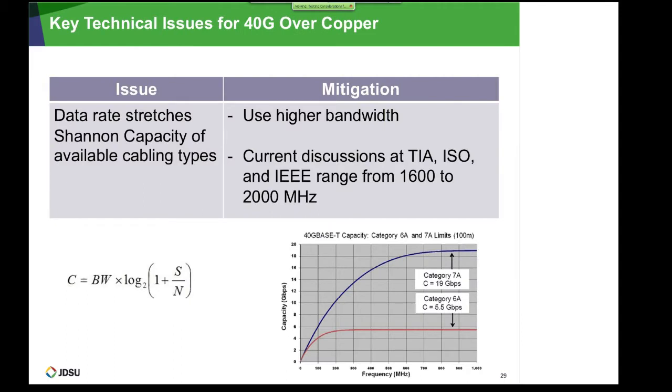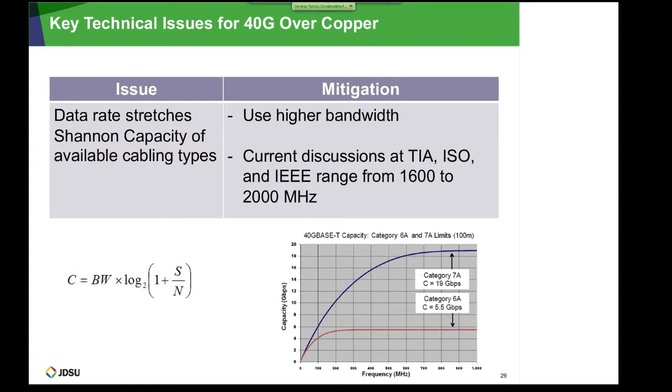Okay, what is behind that? The present capacity of the cables category 6A as well as 7A, which use a frequency range of maximum up to 1 gigahertz, reaches the maximum based on the Shannon formula. The capacity is calculated from the bandwidth multiplied by the logarithm of this sum, where SN means signal noise ratio.